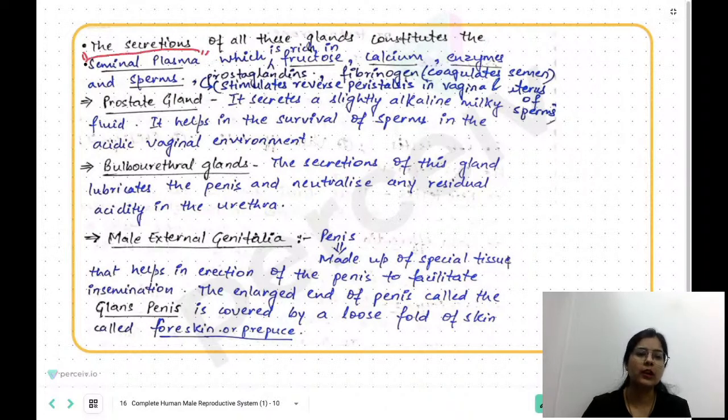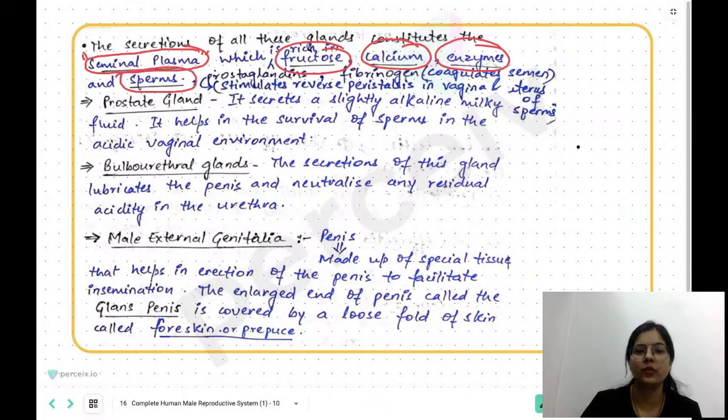Now what are the constituents that is being present in the seminal plasma? This is very, very important. Now, seminal plasma is rich in fructose. This is very important. Calcium and enzymes as well. All right. And of course, क्योंकि भाई प्लाज्मा है और स्पर्म्स तो मेन ही कॉन्स्टिट्यूएंट है उसमें, तो उसमें आपका स्पर्म्स होगा ही. तो these are the main components or constituent you can say of the seminal plasma.